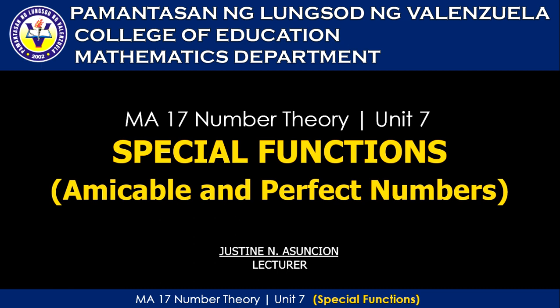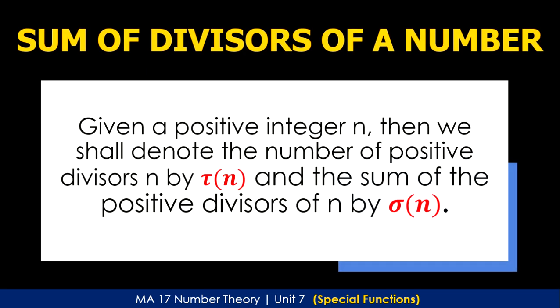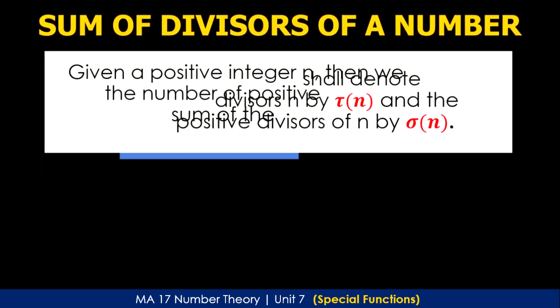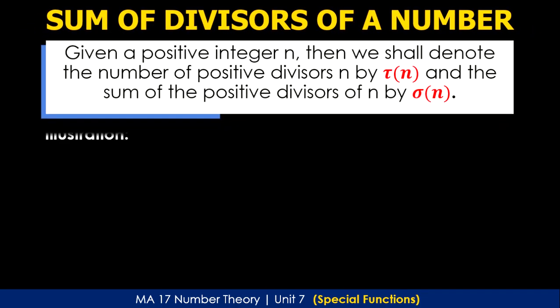topic. Okay, so let's start first with the sum of divisors of a number. Given that we have a positive integer n, we shall denote the number of positive divisors of n by tau of n, and the sum of the positive divisors of n by sigma of n. Okay, now let's have an illustration. Let's say we have n equal to 12.